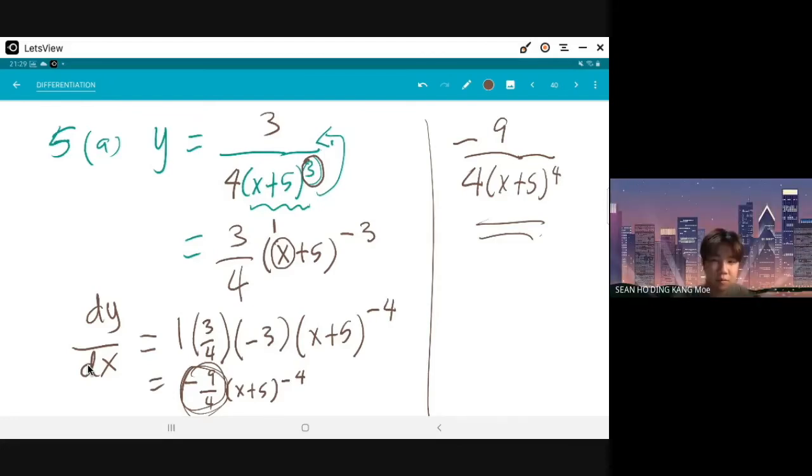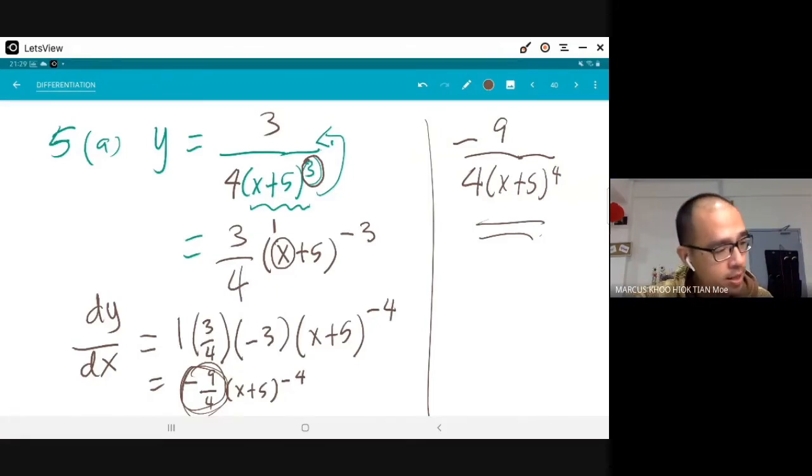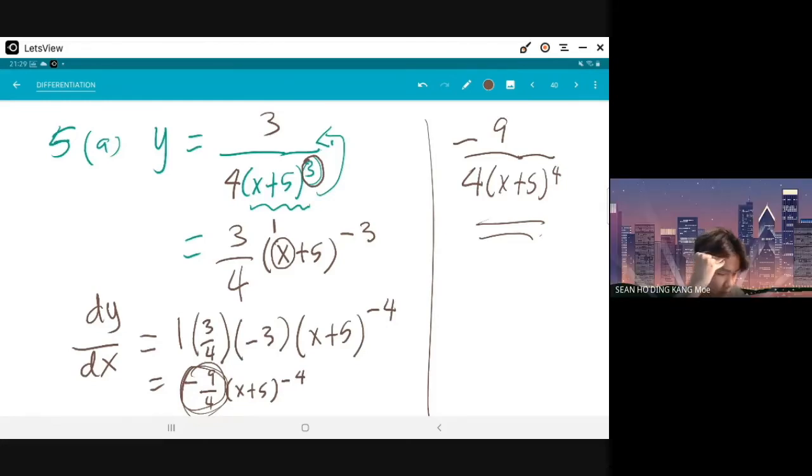For 5B, do you need to times the A, the 2? Yes, of course, you must times the A. So you get 2 times 4 over 5 times negative 6. But I didn't times 2, and I get the same answer. How do you do that?